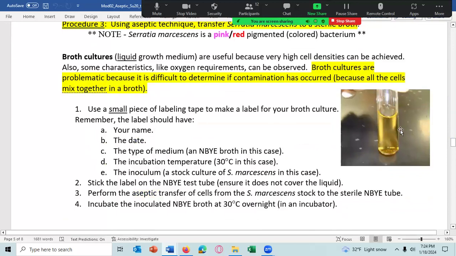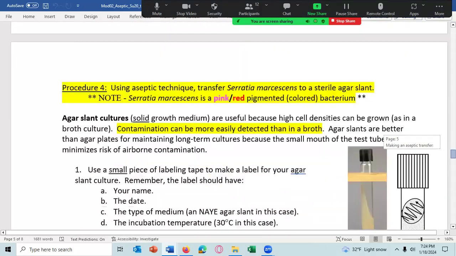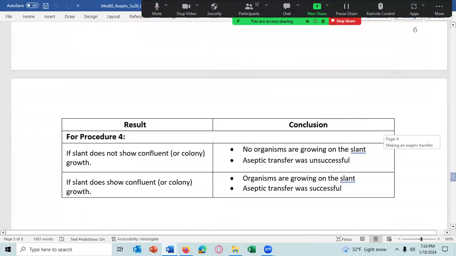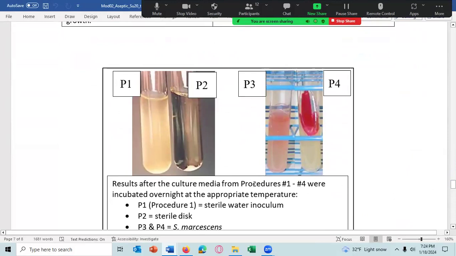All right, there's the tube of media before you put the paper disc in it. And there's the paper disc, the tube after you put the paper disc in it. You can actually see it in the bottom of the tube. And this is after we've incubated it overnight at 35 degrees Celsius.